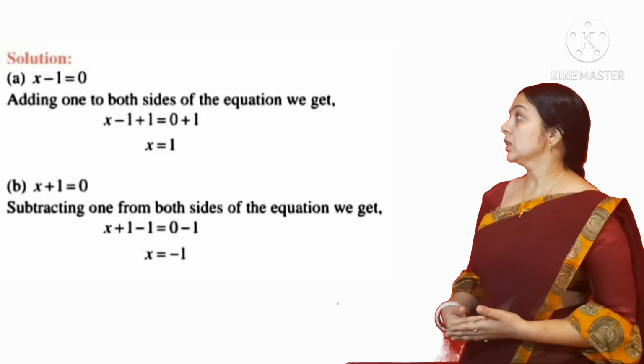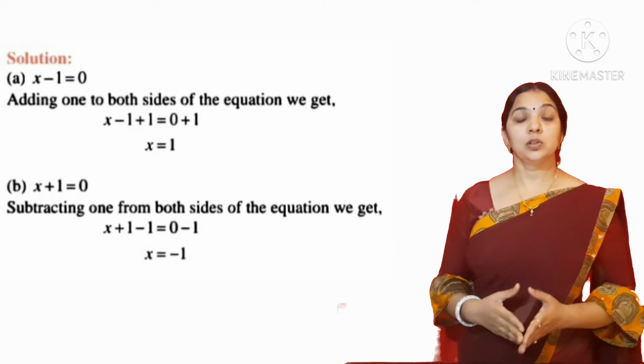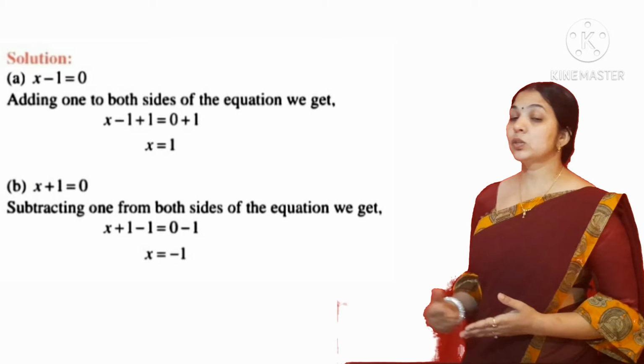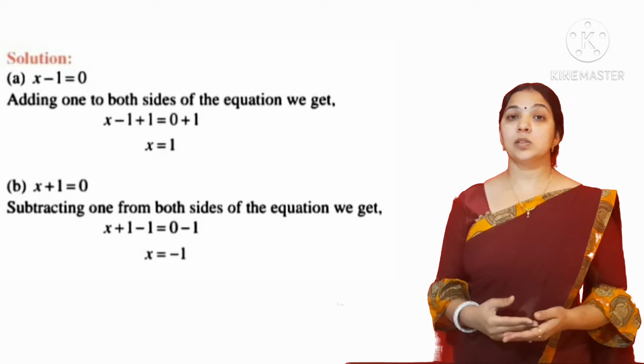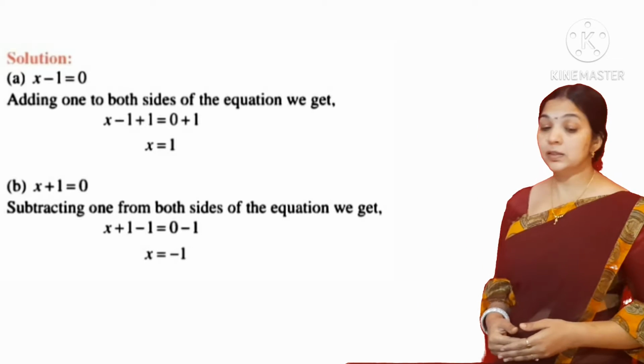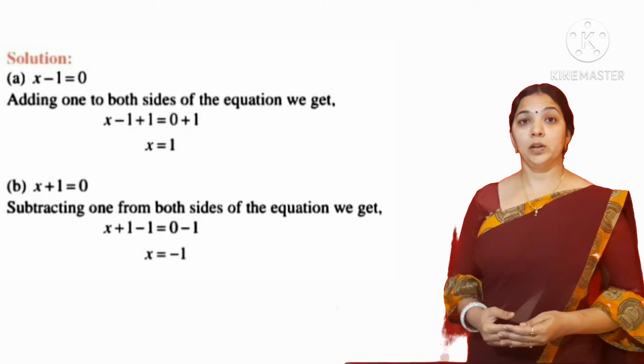For solving this equation, we will add 1 on both LHS and RHS. This will cancel out the 1 from LHS. So it will give x is equal to 1. That will be your answer. The next question is x plus 1 is equal to 0. You have to find the value of x.